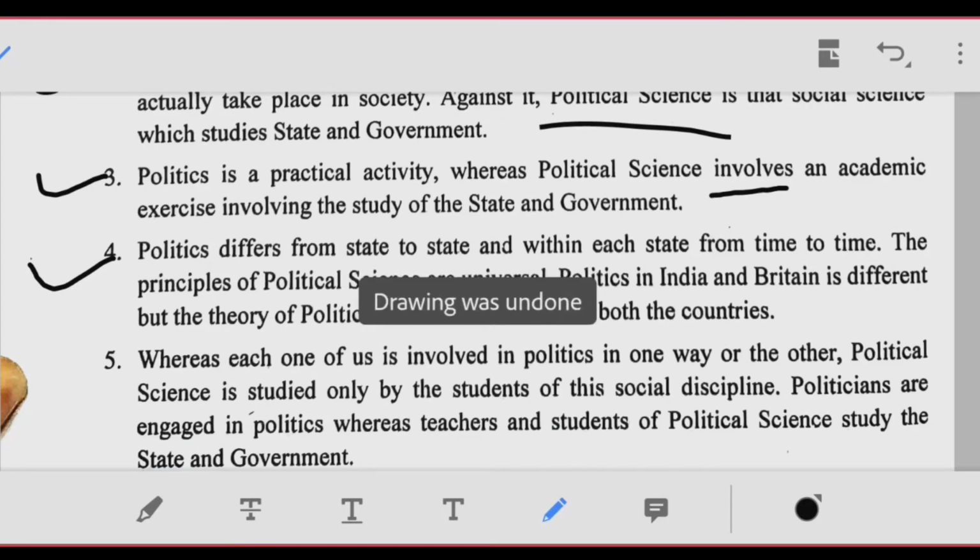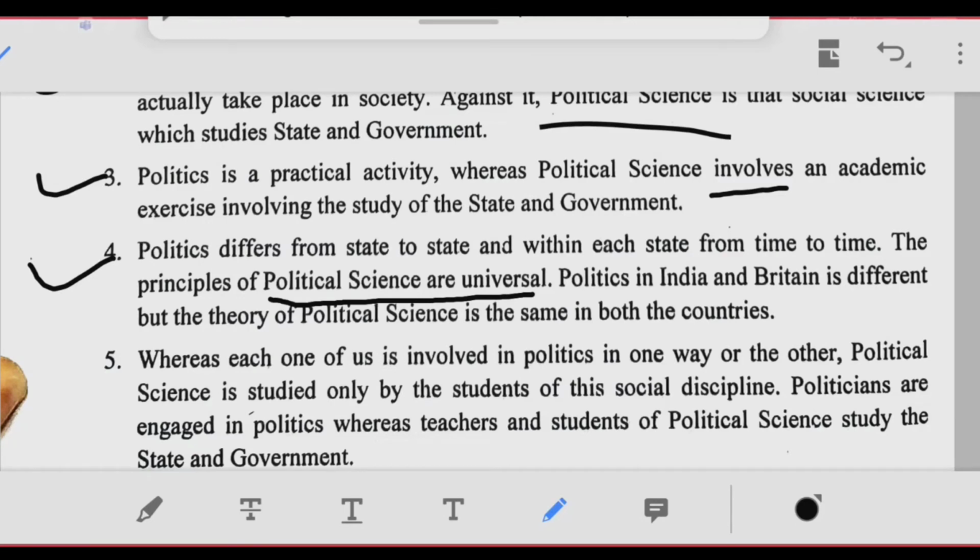As I told you earlier, politics of different states differ. Different states have different political activities. But the study of political science is universal. What we are studying right now here is studied by the students of America also. The theories of political science are accepted worldwide. That is why politics differs from state to state, but the principles of political science are universal all over the world. The same theory is studied.